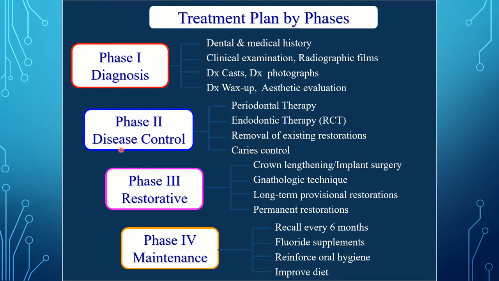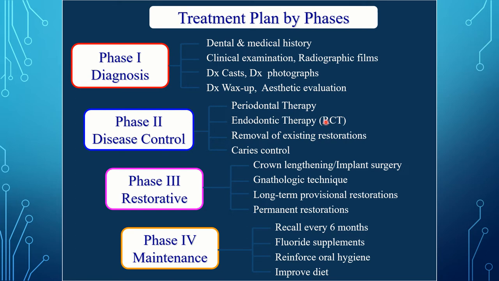Coming to phase two, we are now trying to do the disease control, okay? So now we come to the various departments. We will do periodontal therapy, endodontic therapy, removal of existing restorations, caries control. In periodontal therapy, I always tell you that the perio department always comes first. At the end of the day, the patient should come to prostho at the end of all the treatments, guys, right?